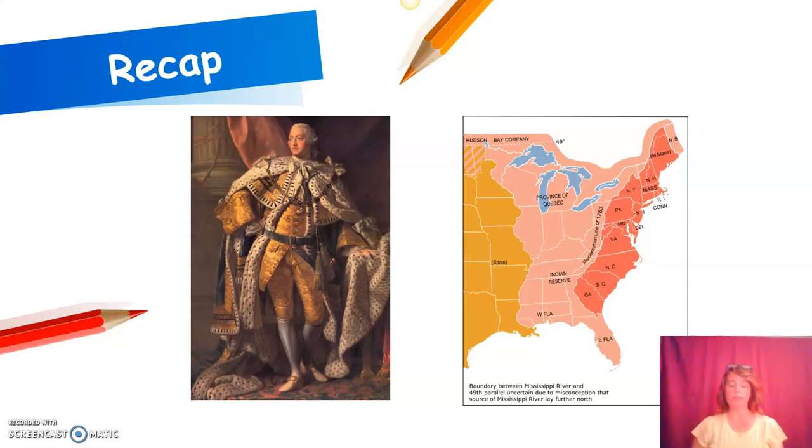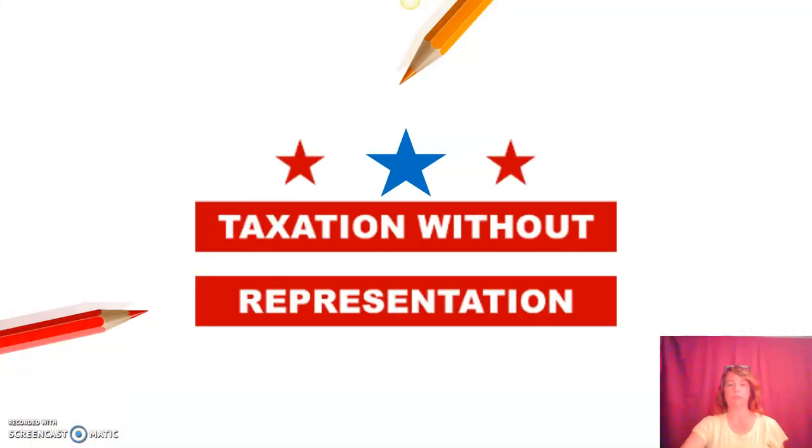England owned the colonies, and the king was taxing the colonists without letting them vote. Does anybody remember what we called this? Taxation without representation, and that's not fair.